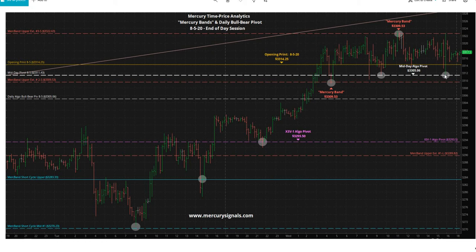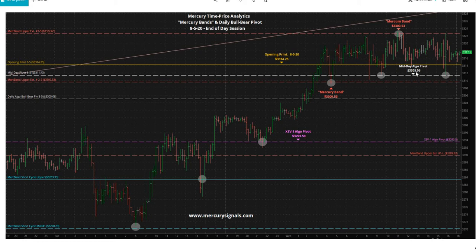Now, forgive me, that wasn't 2:43. Get it together, Mark. This was after 3:30, very late in the day. You're coming down here, breaking the opening print, and this is the other thing that's interesting. Where did they give you the stick save? Literally to the tick at the midday algo pivot. Now, this midday algo pivot right here is generated.